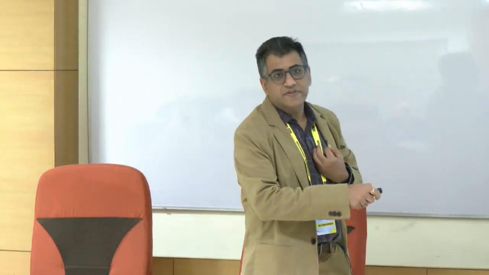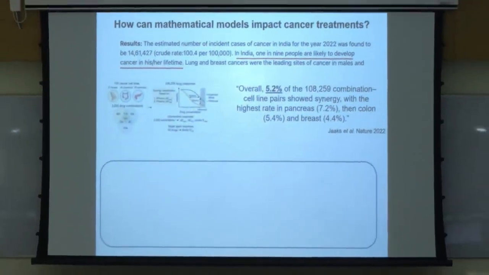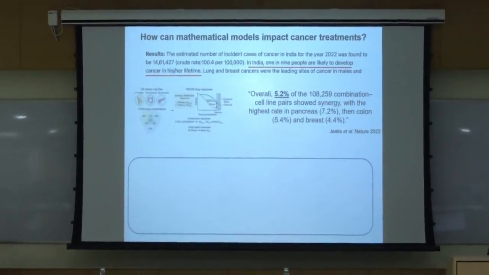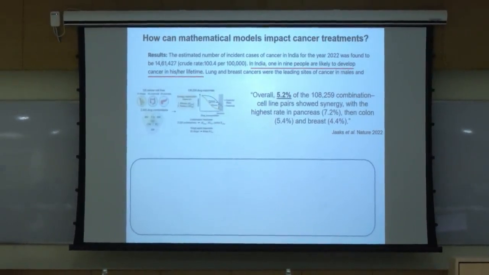So one question can be, why can't we just try all different FDA-approved drugs? This is what was done in this particular study, where they tried more than 100,000 combinations, and only 5% of them were actually doing a better job than the individual drugs. And this is just in the lab. This percentage goes very, very close to zero when you actually go to patients, because what you do in the lab doesn't mimic what happens in the mouse, and what happens in the mouse doesn't mimic what happens in the clinic.